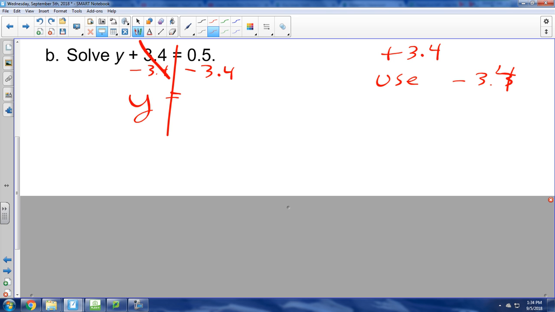Okay, we got 0.5 minus 3.4. So what do we do with this situation? Anybody have any ideas for this one? It's kind of an annoying number. It's decimals. How do we handle it?